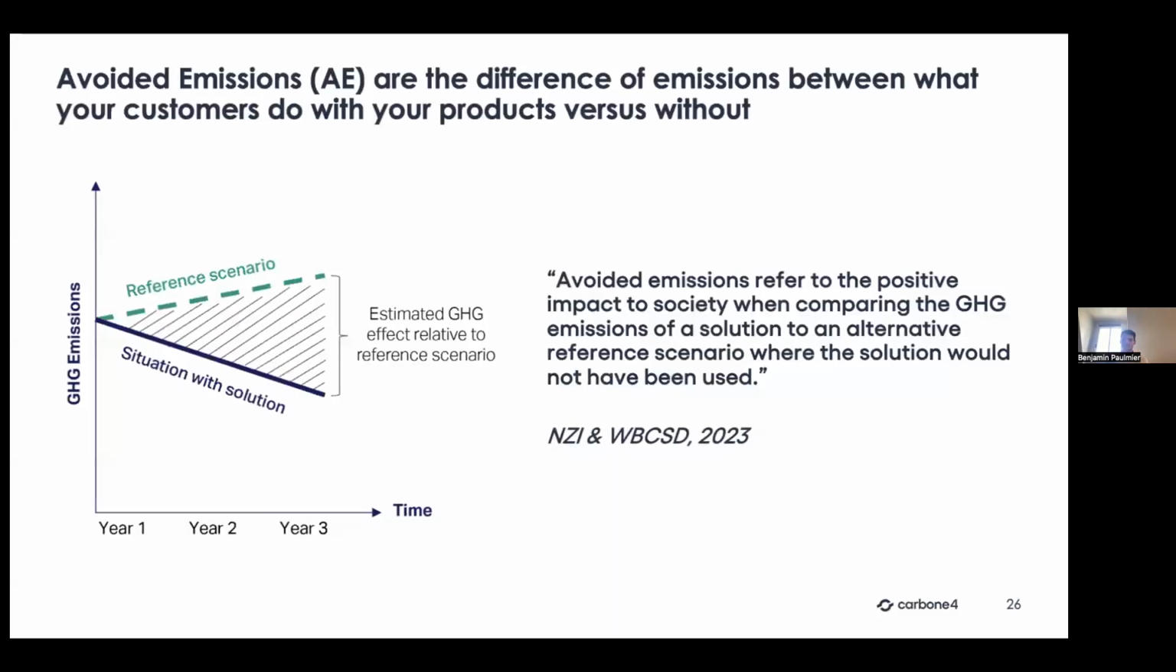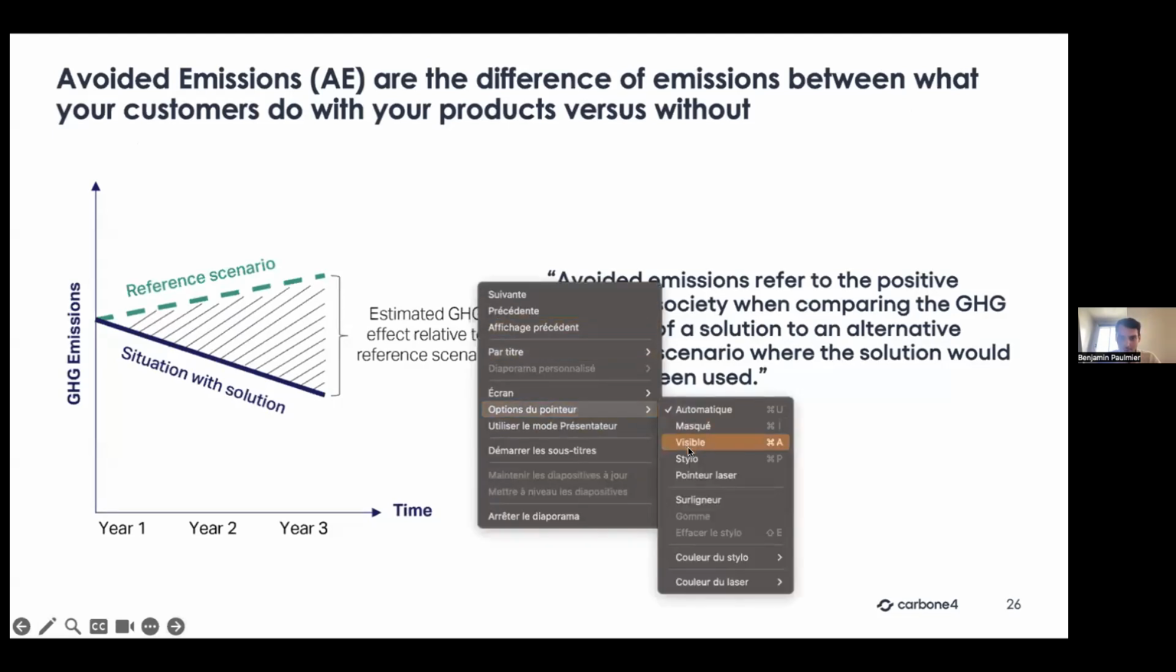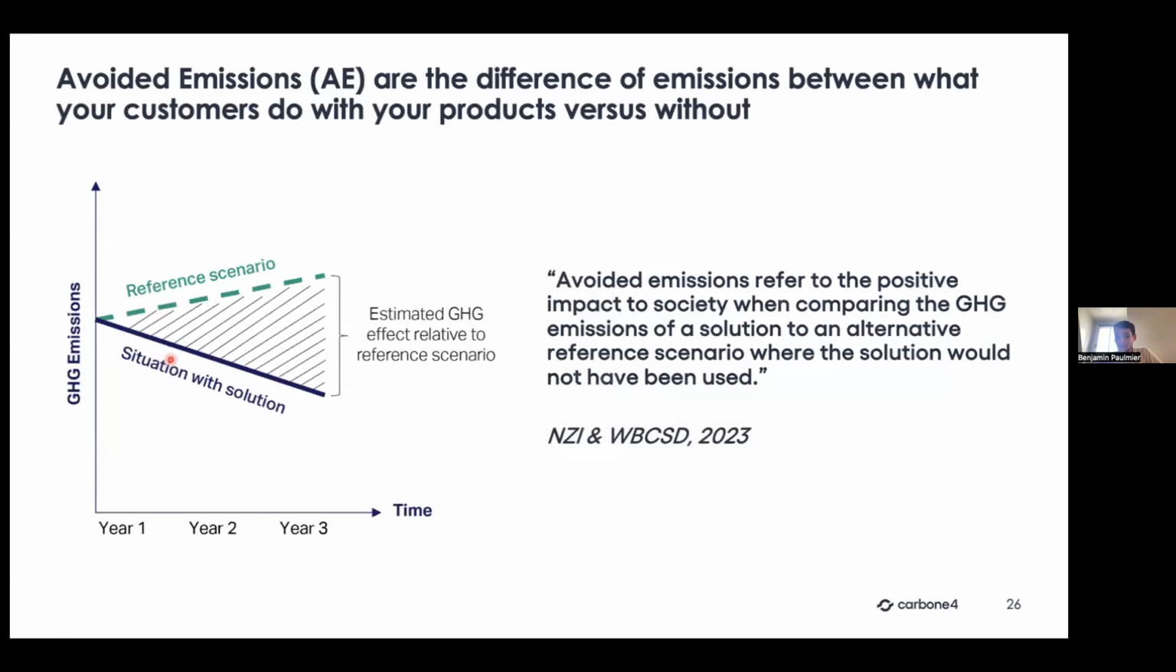Before computing anything, just a quick reminder on the definition of avoided emissions. Avoided emissions refer to the positive impact to society when comparing the greenhouse gas emissions of a solution to an alternative reference scenario where the solution would not have been used. So in other words, we have the emissions that did occur with our solutions in deep blue here, and we need to measure them. And we also need to estimate what would have happened without our solutions in a fictitious counterfactual reference scenario. And this is where lots of the difficulty lies, knowing what our customers would have done in this reference scenario.